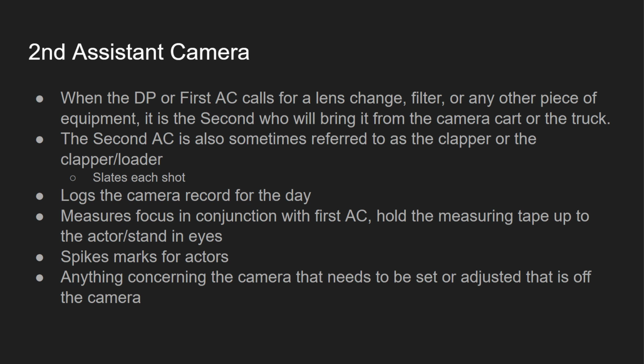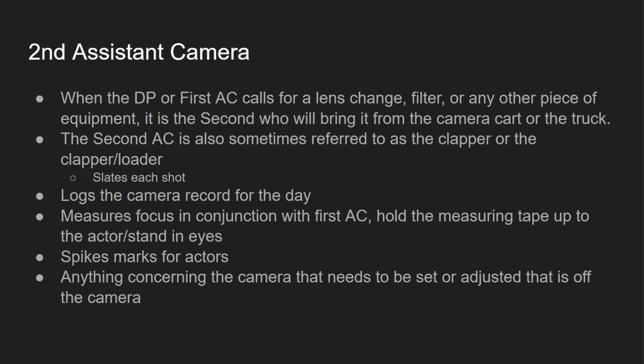So now, okay, we'll move on to second assistant camera. What do they do? Okay, so here's a basic process. The DP calls for a lens change. And then the first AC will, in conjunction with the second AC, change the lens together. So typically the second AC will go get the lens. The first AC is removing the lens. Once they remove the lens, they check the gate to make sure that there's no dust or debris. They then inspect the lens to make sure there's no fingerprints or dust or debris on the lens that's going onto the camera.